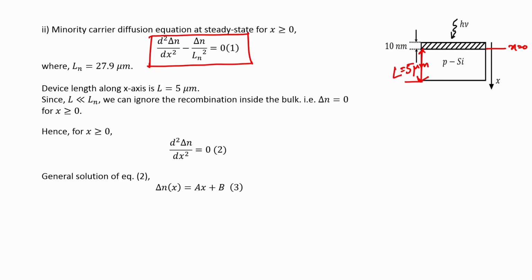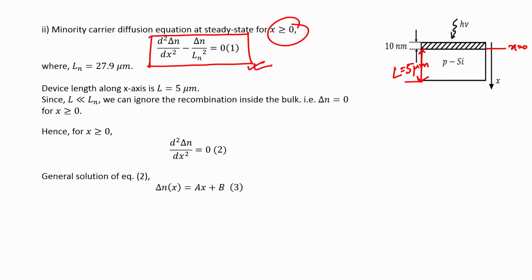So, this is your starting point, that is the minority carrier diffusion equation at steady state, under the two assumptions that there is no electric field inside the bulk and there is low level injection. This is the differential equation which dictates the transport of the minority carriers inside the bulk, that is for x greater than or equal to 0.